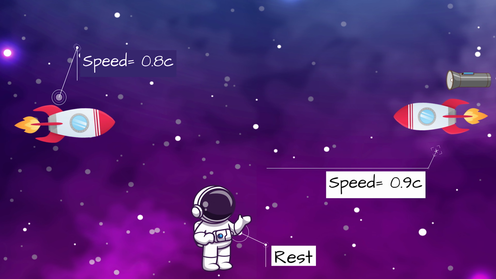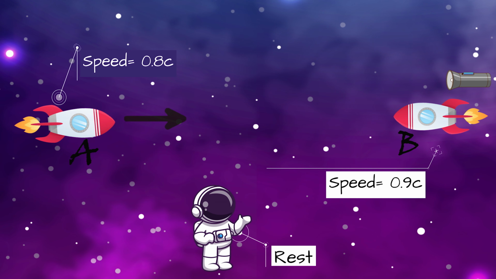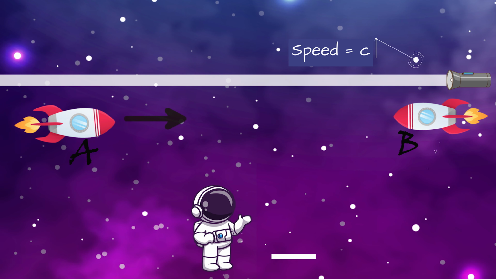Spacecraft A, moving in forward direction with constant speed equals 0.8 c. Spacecraft B moving in opposite direction to spacecraft A with constant speed equals 0.9 c. And an astronaut at rest. All are in inertial frame. A flashlight is turned on from the spacecraft B having a speed equal c.